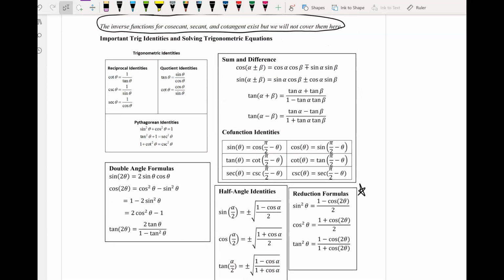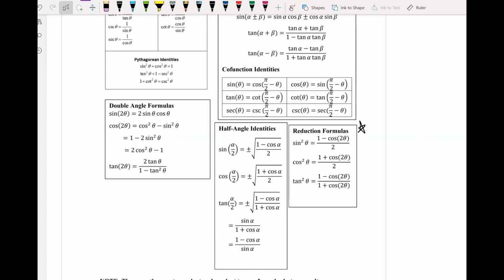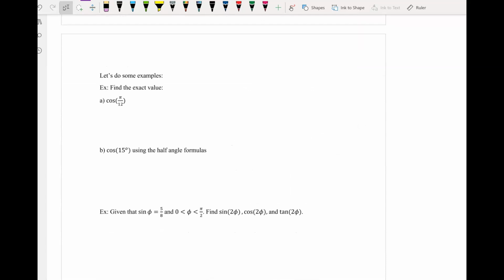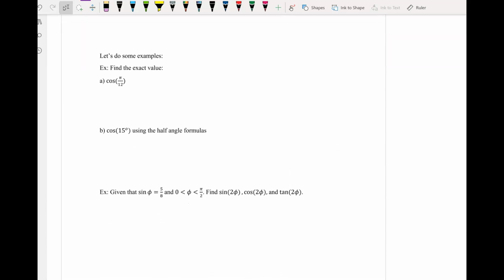So what we're going to do is take a look at some of these identities and do a little bit of problems, and we're going to use the identity that best matches the problem that we are given. So let's do a couple of examples. Here, let's find the exact value of cosine of pi over 12.